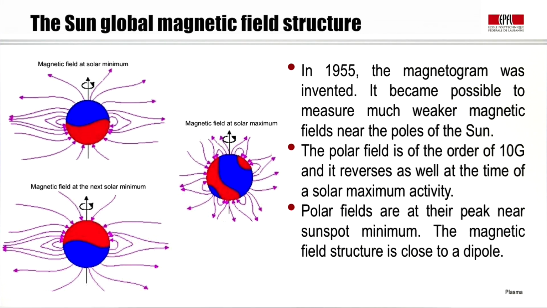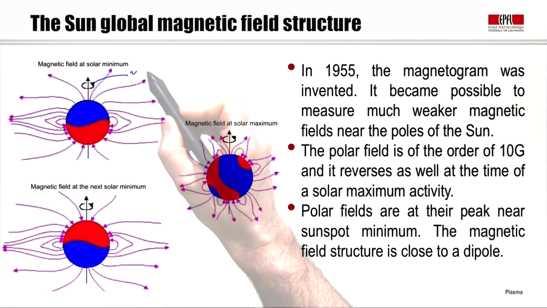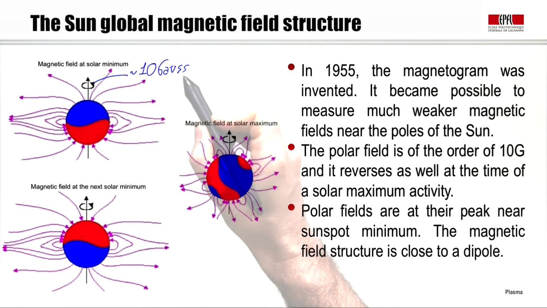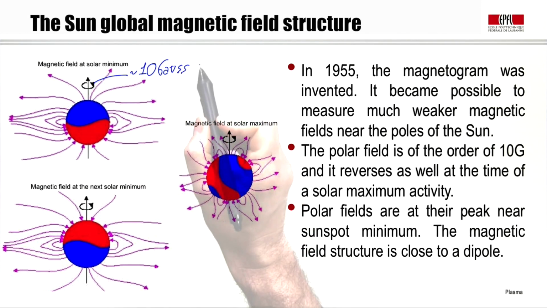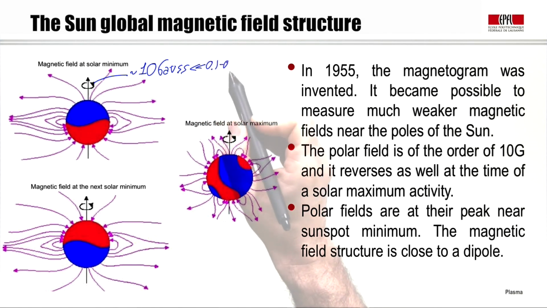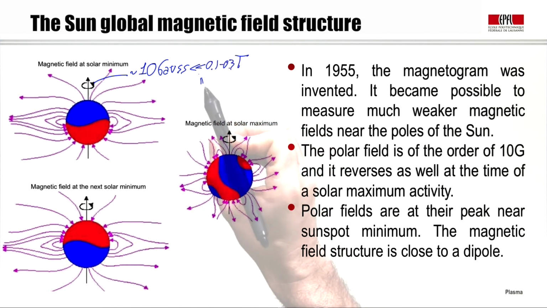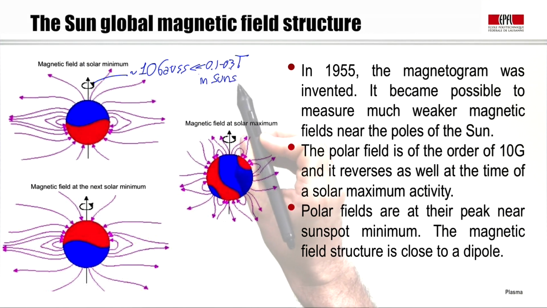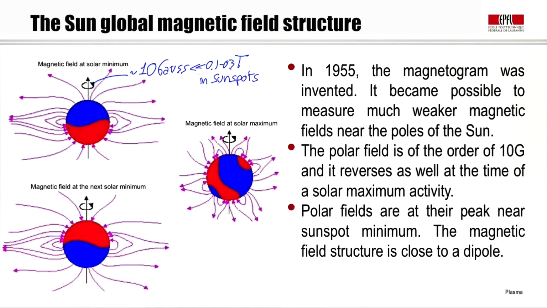In 1955, the magnetograph was invented by Babcock. It became thus possible to measure magnetic fields much weaker than those that were observed previously in solar sunspots, near the poles of the Sun. Typical polar fields are of the order of 10 Gauss. These polar fields are much smaller than those observed in sunspots, that are of the order of 0.1 to 0.3 Tesla.